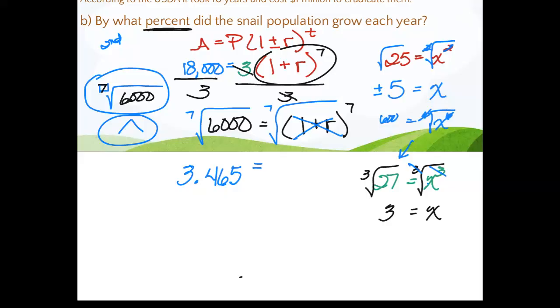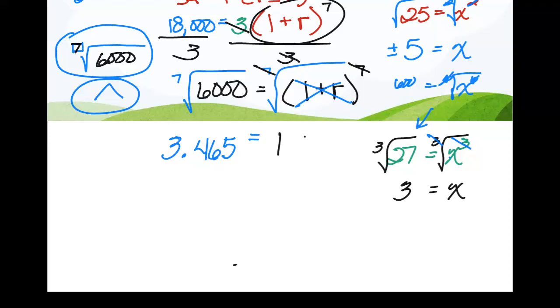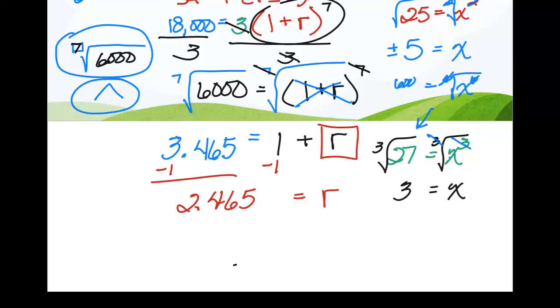Now, if I take the 7th root, those 7s are going to cancel out. What did I have left underneath that radical? 1 plus r, which is 1 plus the rate. But I'm still trying to get the rate by itself. Subtract 1, and you get an answer of r equals 2.465. That is your answer as a decimal.